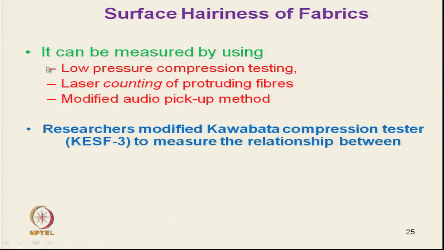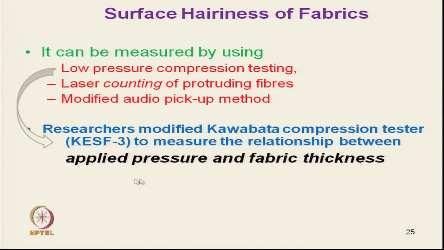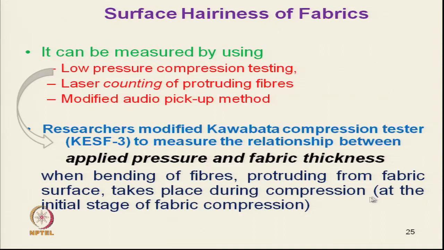And this low pressure compression testing can be done with the Kawabata KES-F3 if we just modify it. That will give us the indication of low pressure testing. It is the compression meter we can test. From the applied pressure and fabric thickness data, we can get when the bending of fiber protruding from the surface takes place during compression. From the bending of protruding fibers, we can get an idea about the presence of hairiness.